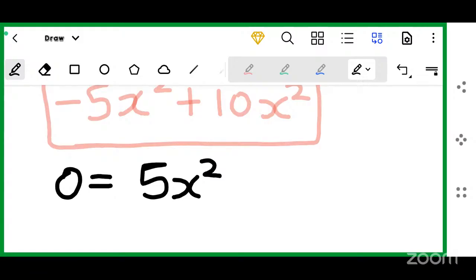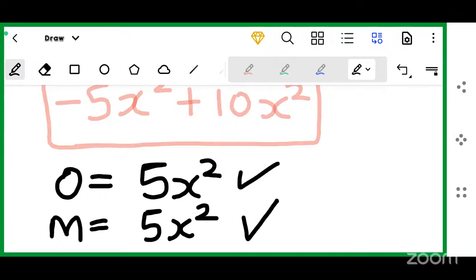Okay. And Manahil, what was your final answer? Ma'am, I also got 5x to the power of 2. Oh my God, you guys deserve a trophy. You got it correctly.